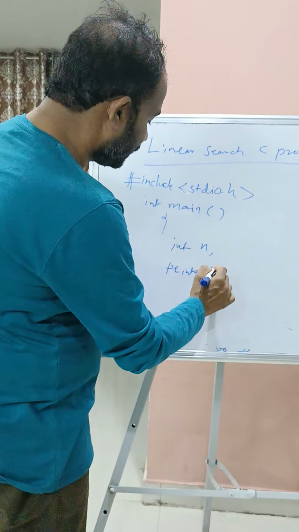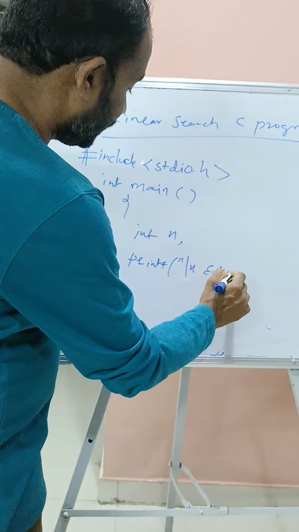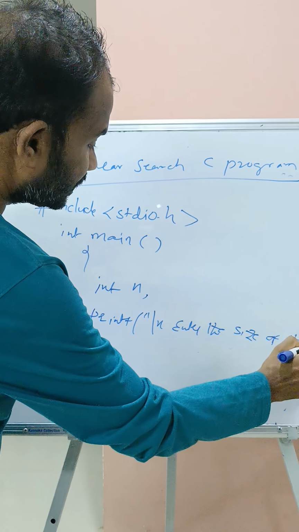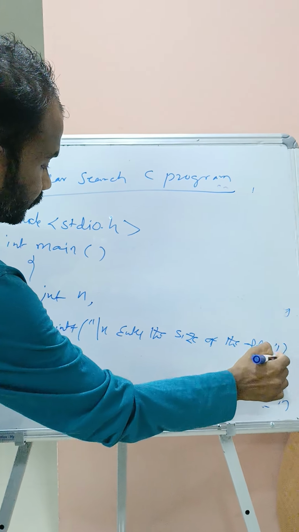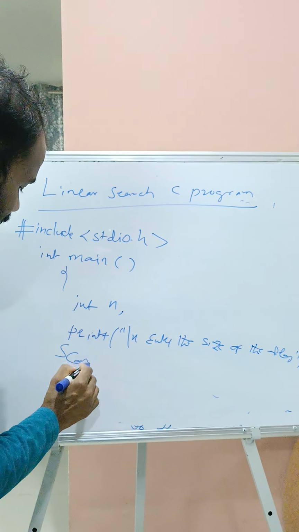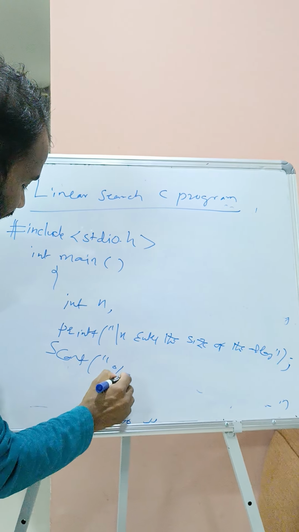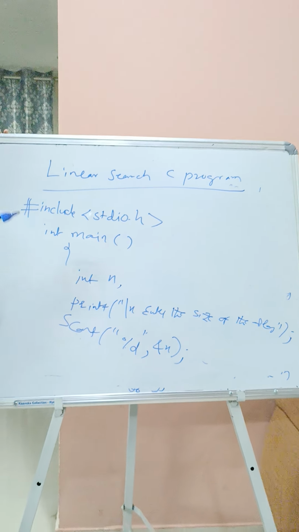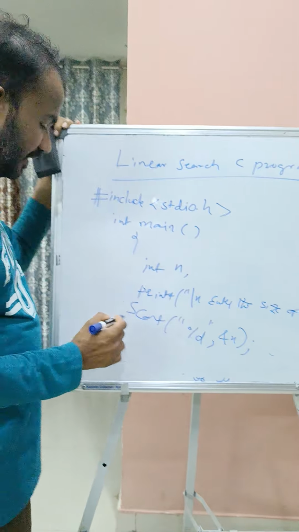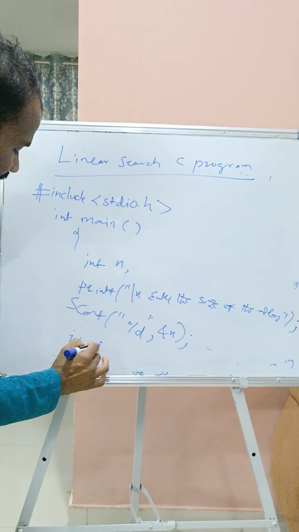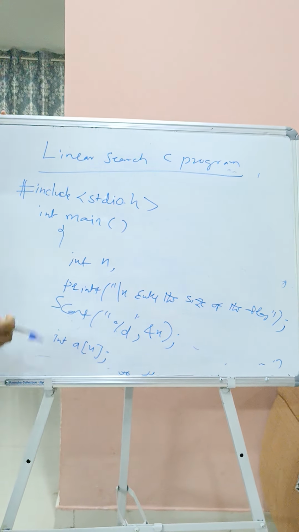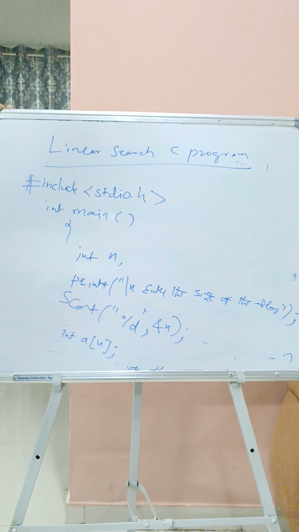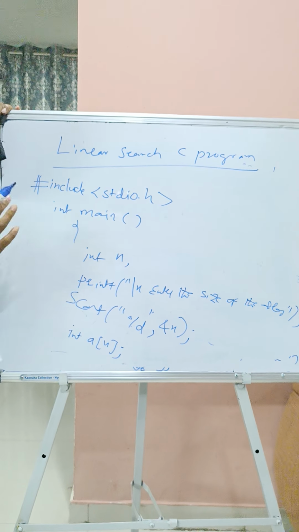Printf "\n enter the size of the array". Scanf "%d", address of n. Suppose if n is 5, then we take int a of n, meaning a of 5. If n is equal to 10, then a of n is a of 10. Right? So still now we are taking this one only.